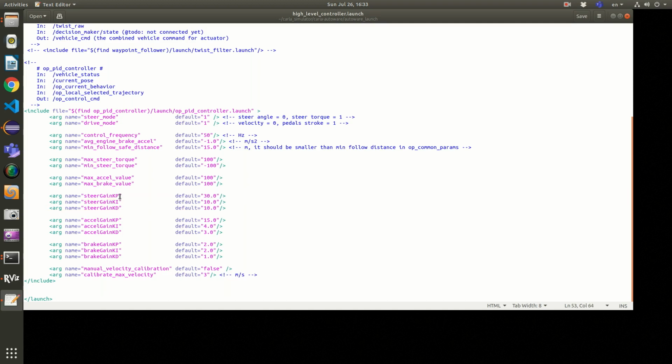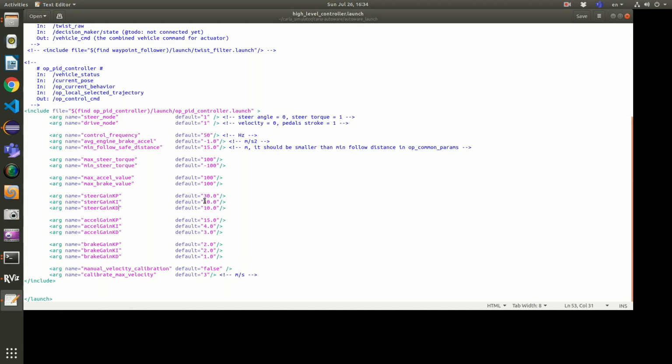The PID gains: proportional, integral, and differential gain for steering, acceleration, and braking. We will check an example of tuning the acceleration and braking PIDs. So first, let's see how to calibrate. Sometimes we need to know the general braking distance and the response values.